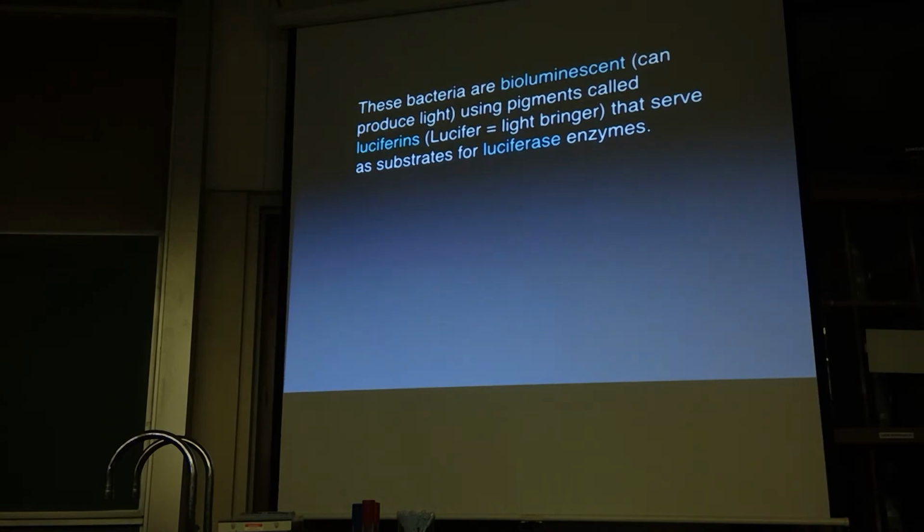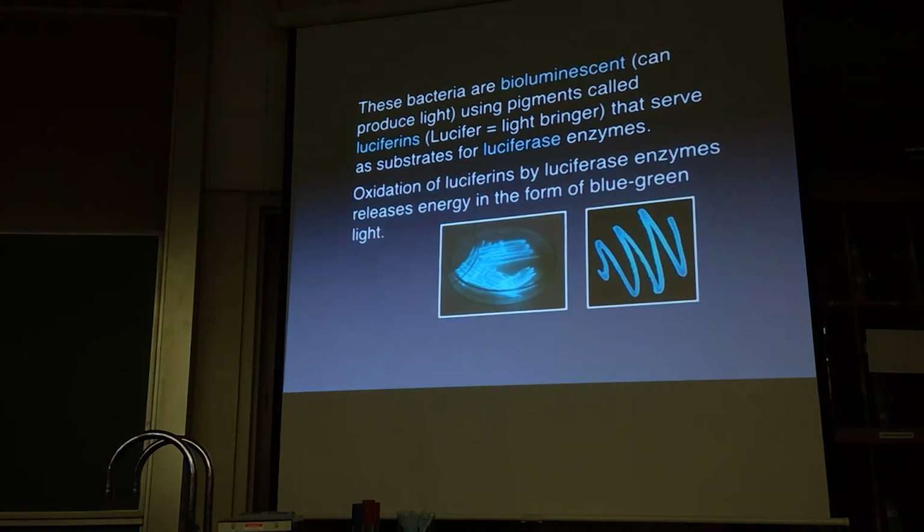So Photobacterium are bioluminescent. They use some substances called luciferins, and then they act upon the luciferins with enzymes called luciferase enzymes. The root word there, lucifer, means light bringer. So luciferins and luciferase enzymes are used to produce light by Photobacterium. And this is the kind of light that you can see.